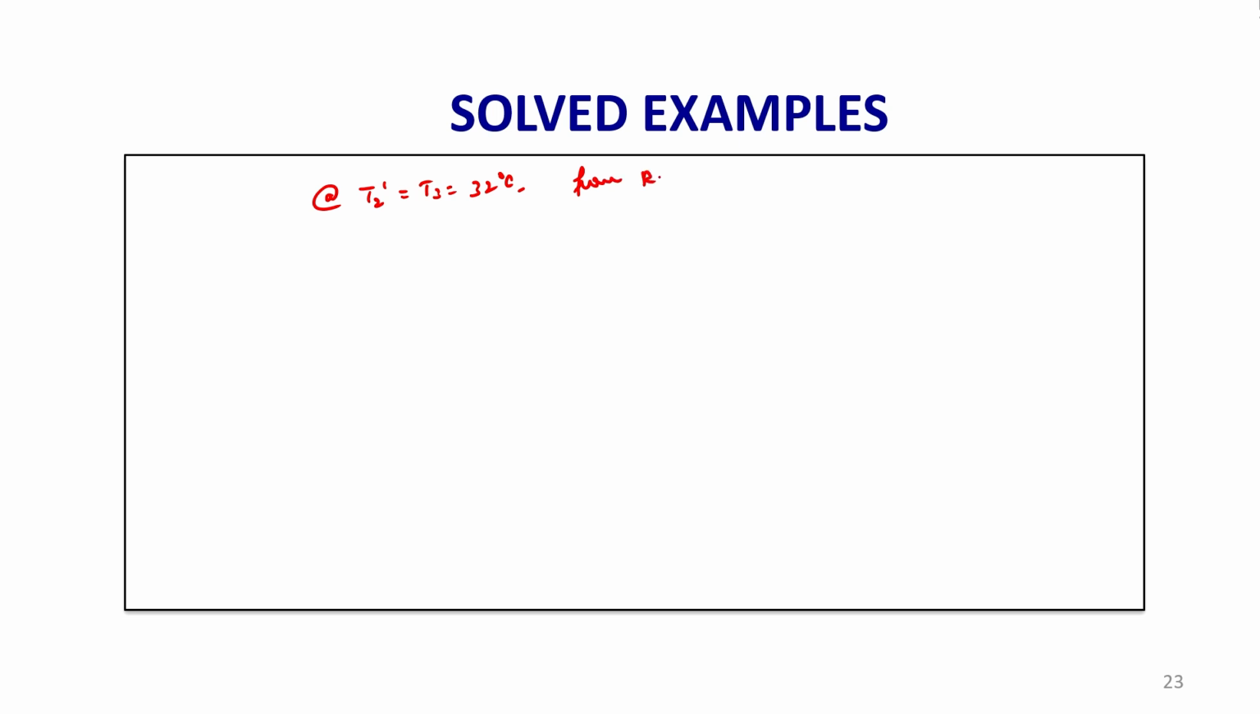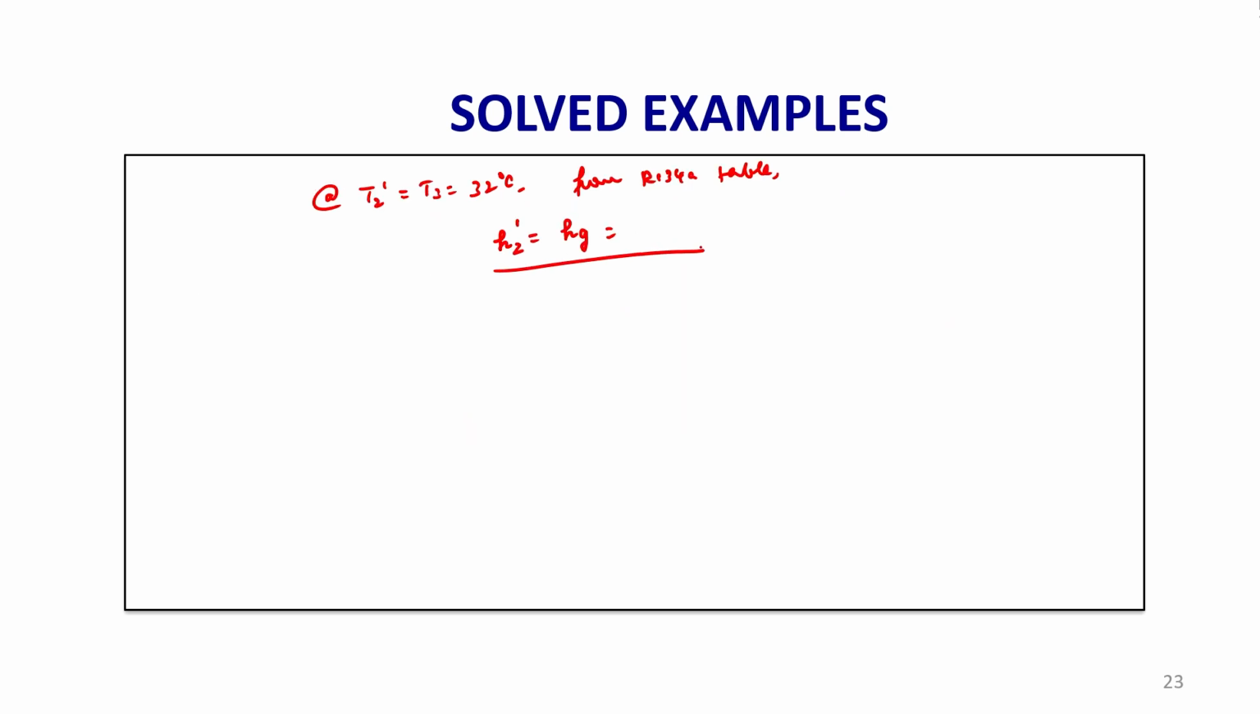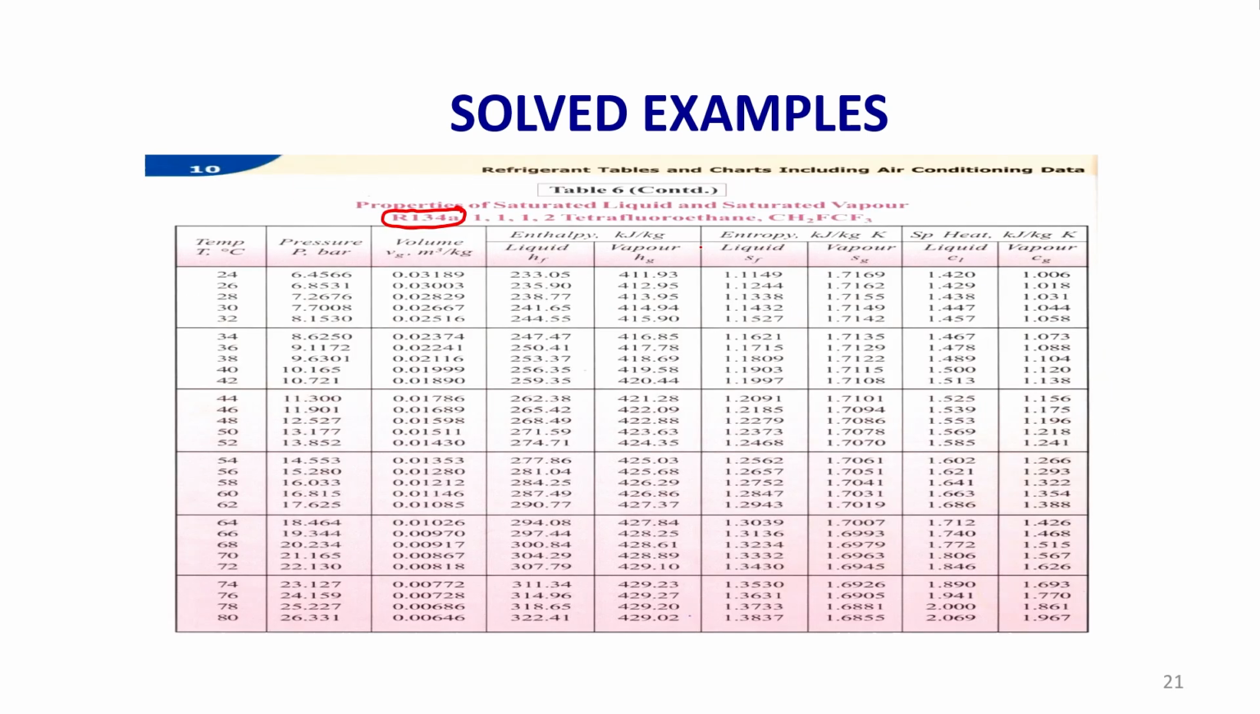From the R134A table, find out the value of enthalpy at H2 dash. What is the value of enthalpy at H2 dash? Enthalpy at H2 dash is equal to the vapor enthalpy only, because point 2 dash is also lying on the saturated vapor line. So H2 dash corresponding to 32.